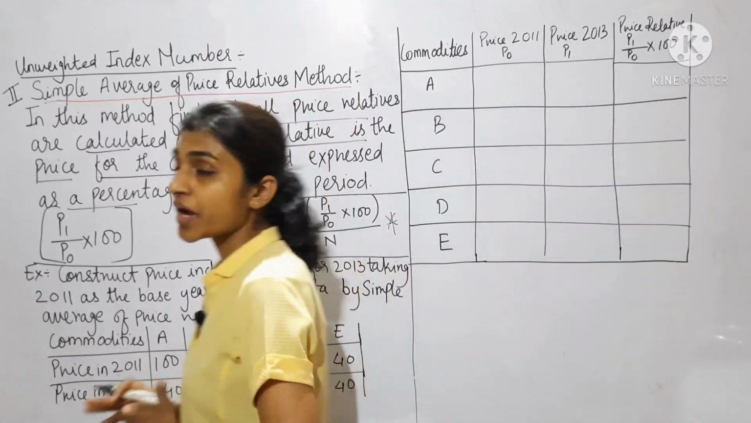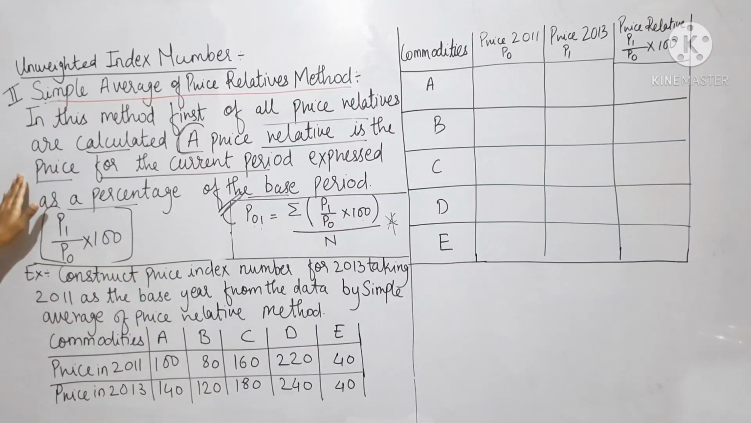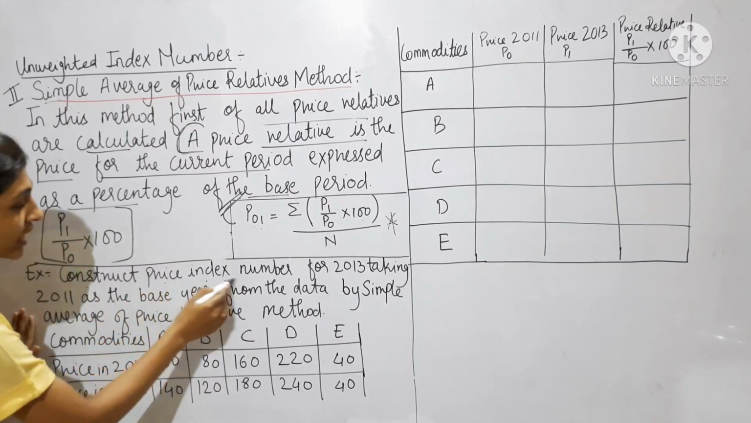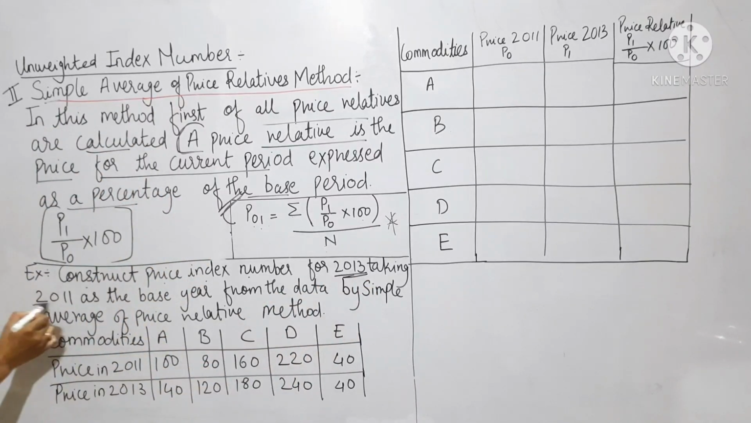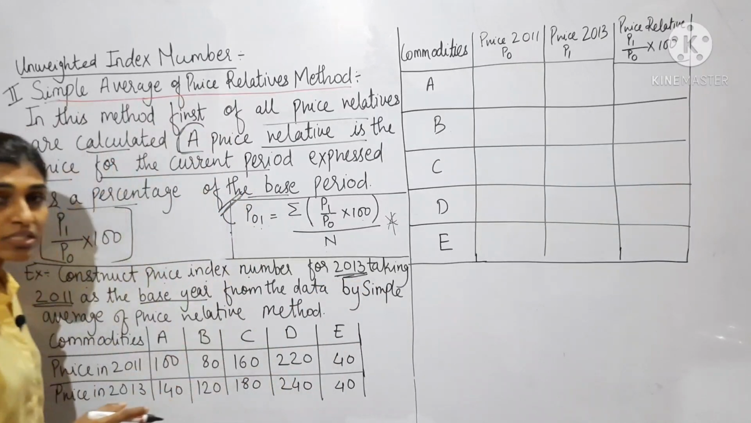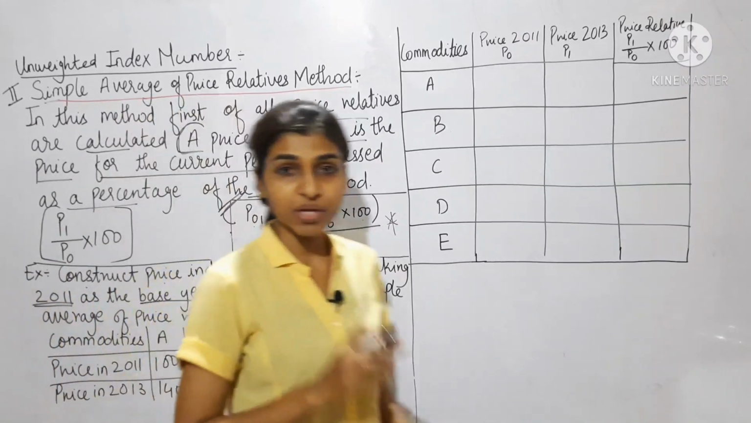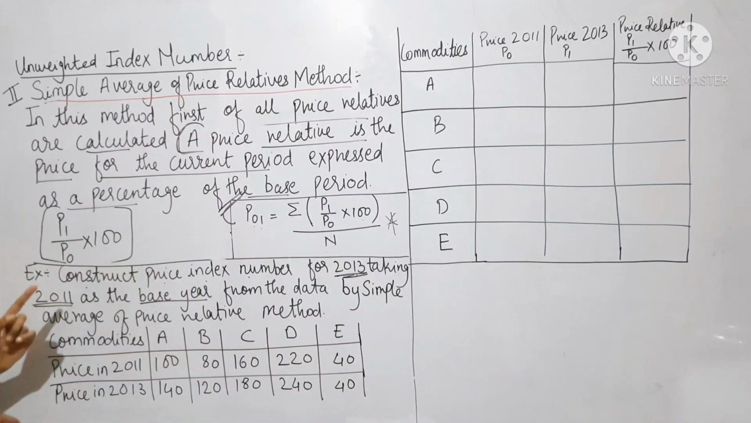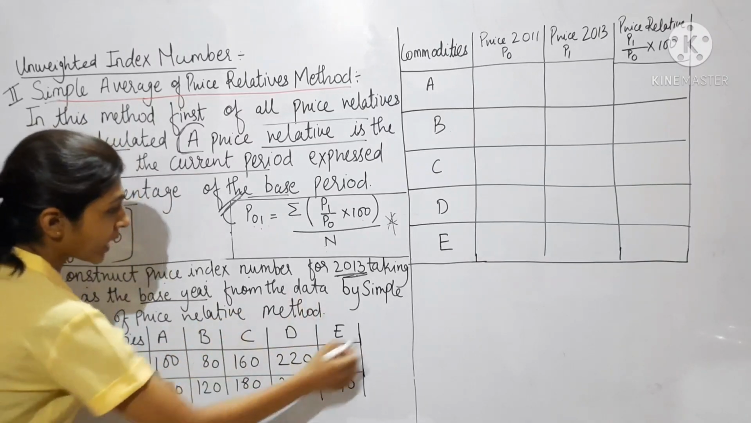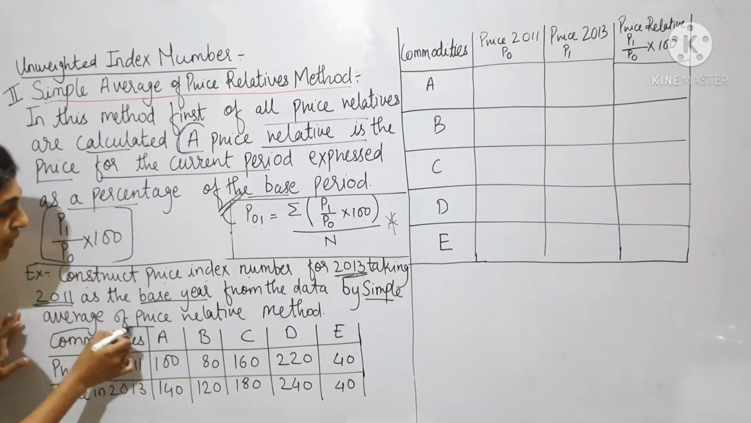Now let's try to understand simple average of price relative method by taking one example. The example is: construct price index number for 2013 taking 2011 as the base year. So all the prices of 2013 will be P1 because 2013 is the current year, and all the prices of 2011 will be P0, the base year, from the data by simple average of price relative method.